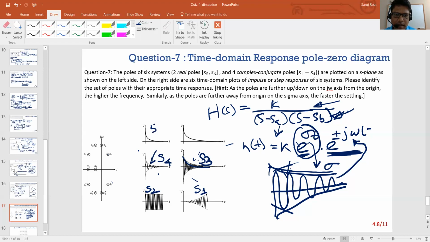And that's S5 and S6, because omega is 0 for this one. There is no oscillation. It's just a plain transient, like if you have an RC time constant and you give a step response. That will be for poles on the sigma axis.